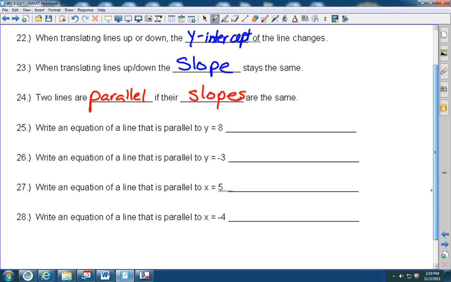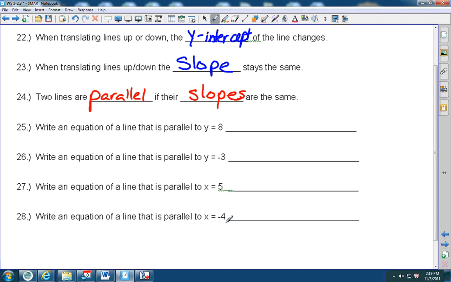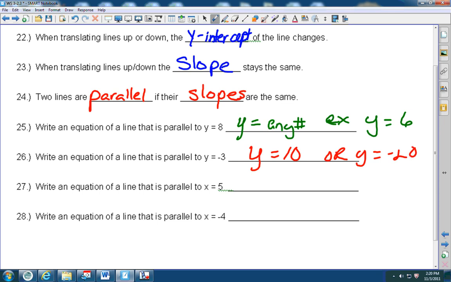Write an equation. So take a minute and try and answer these. Write an equation that is parallel to y equals 8. You can choose y equals any number. So, for example, I could have y equals 6. You could have y equals 10. Or y equals -20. It doesn't matter as long as it's just a number.